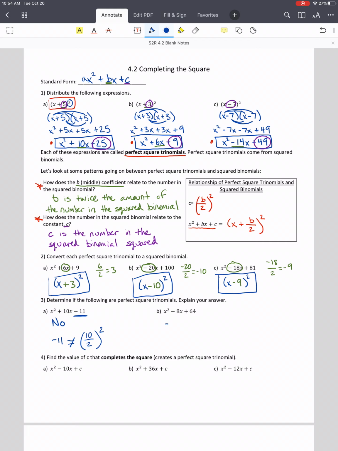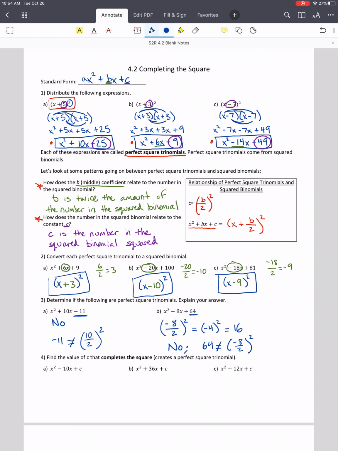Well, let's check this one. Part B. Negative 8 over 2 squared is what should be here. Negative 8 divided by 2 is negative 4 squared, which equals 16. So this one is also no, because 64 does not equal that negative 8 over 2 being squared.